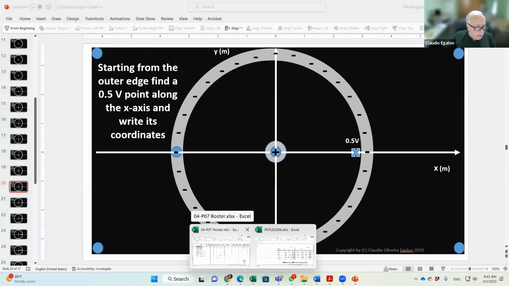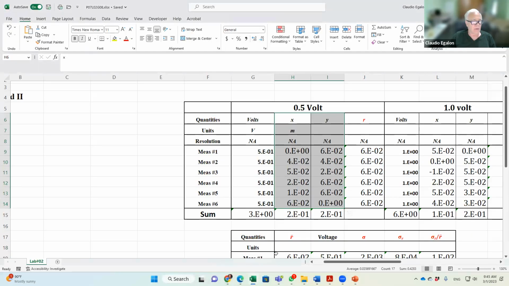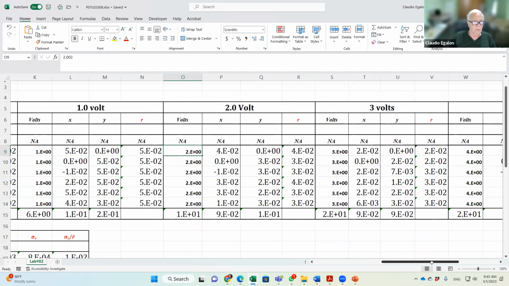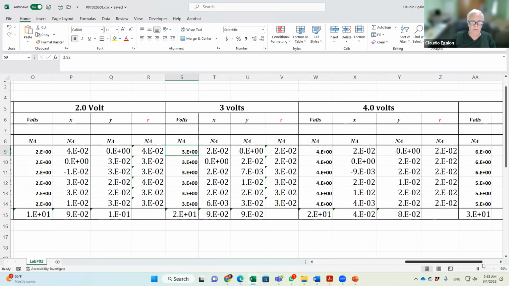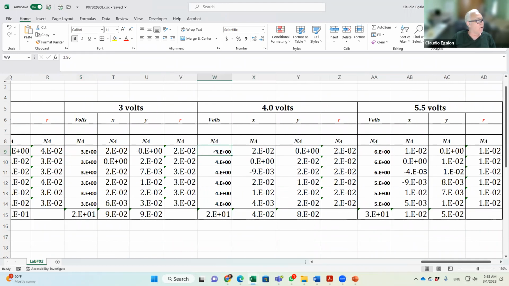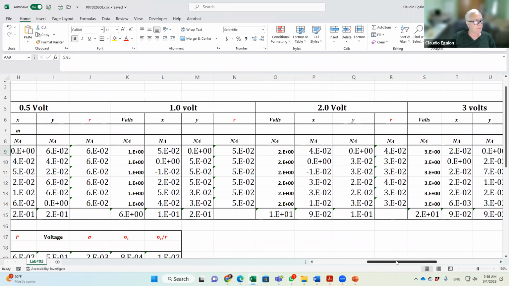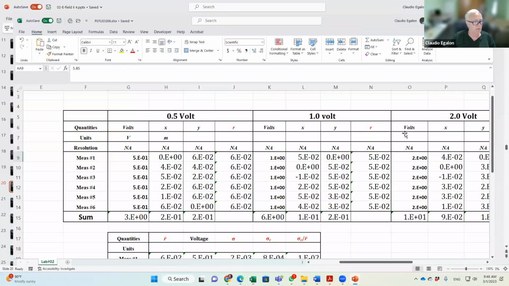If we go to our spreadsheet, right here, we start with half volts. That's what we have here, half volts. Then 1 volt. Okay, let's see, half volt, 1 volt, 2 volts, 3 volts, 4 volts, almost 4, right? And 5.5 volts. We're going to collect 1, 2, 3, 4, 5 equipotential surfaces.